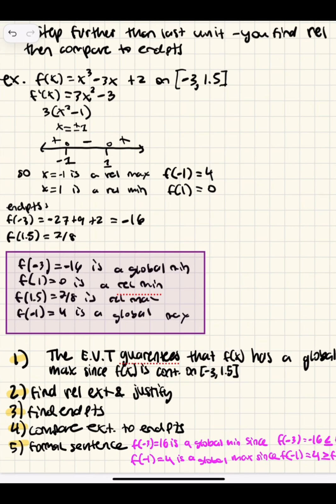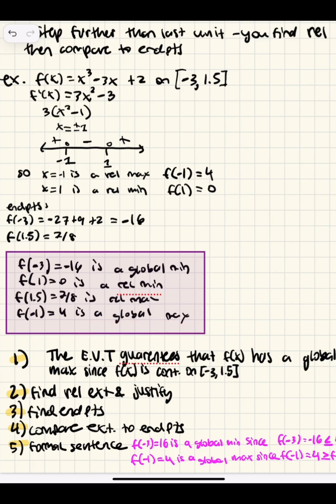Then, this again is a technical answer, but it's not how you would actually write it. We're going to talk about how you would actually write it in a minute, but just so we can see that we understand the answers: f of negative 3 equals negative 16 is a global min. f of 1 equals 0 is a relative min. f of 1.5 equals 7/8 is a relative min. And f of negative 1 equals 4 is a global max.